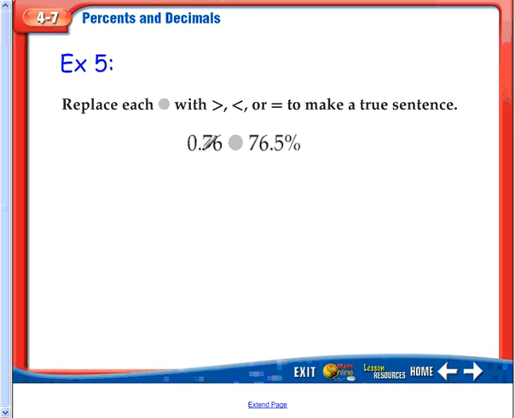In example number 5, we're going to compare two rational numbers. One's written as a decimal, one as a percent. We can either make the decimal a percent or the percent a decimal. I'm going to show both ways. So to make the decimal into a percent, we need to multiply by 100 or move the decimal 2 places to the right. So we can compare 76% to 76.5%.